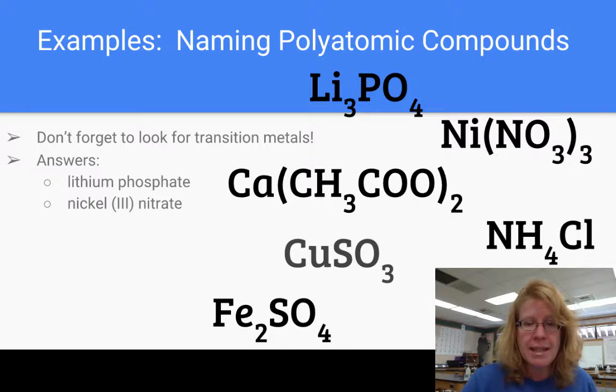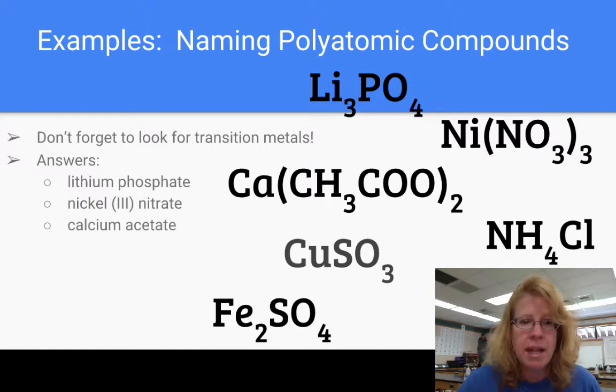The next one down is nickel nitrate. So nickel is a transition metal, therefore we have to use a Roman numeral with this. And I kind of did that working backwards, knowing that nitrate's a 1- and there's 3 nitrates. That means the nickel has to be a 3+. So that's why it's nickel 3 nitrate is its true formal name.